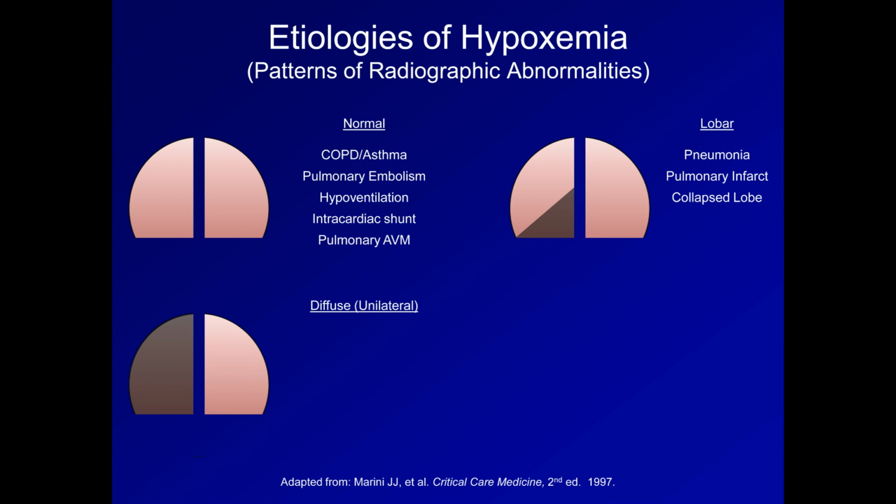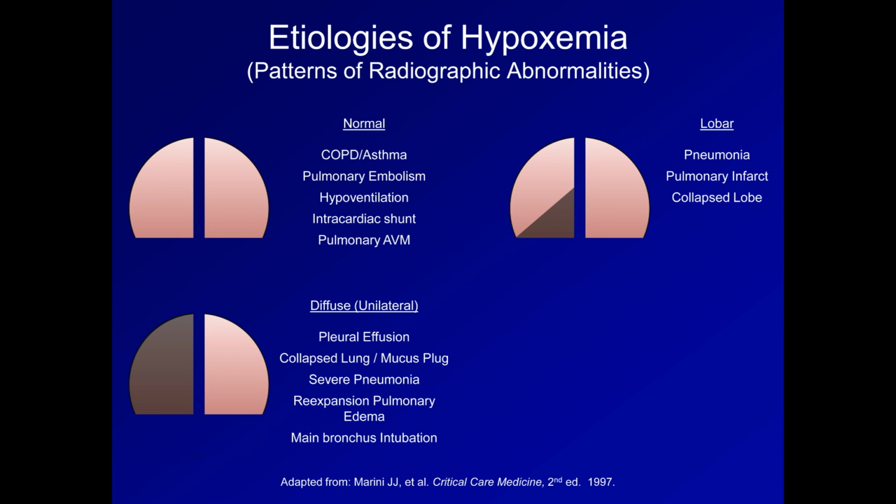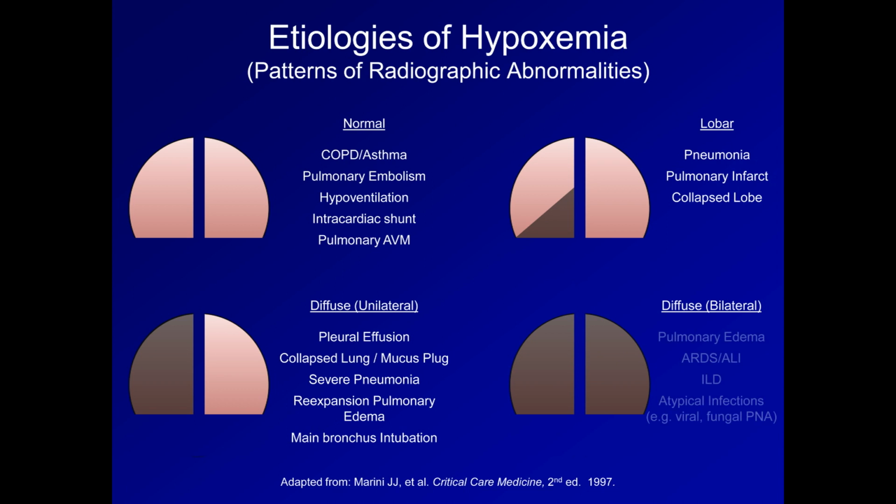Then, with diffuse involvement of just one lung, one should consider a large pleural effusion, collapsed lung or mucus plug, severe pneumonia, re-expansion pulmonary edema occurring after a large effusion has been drained, or intubation of the opposite main bronchus. Finally, with diffuse bilateral abnormalities, one should consider pulmonary edema, ARDS or acute lung injury, interstitial lung disease, or atypical infections such as viral and fungal pneumonias.